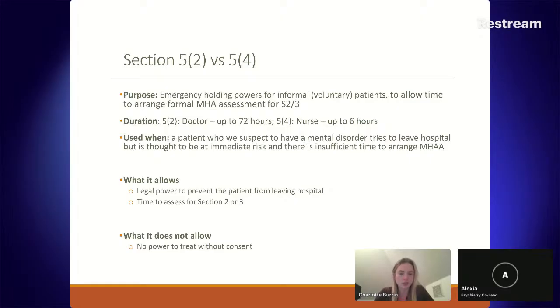5.2 would be done by a doctor, and this would last for up to 72 hours. A 5.4 is done by a nurse, a registered mental health nurse, and this lasts up to 6 hours. Again, both of these, the idea is to buy you time to organise that mental health act assessment. They allow you to stop a patient from leaving a ward if you believe that they are at immediate risk. They have a mental disorder, they're at immediate risk, and you don't have time to arrange a mental health act assessment at that point.